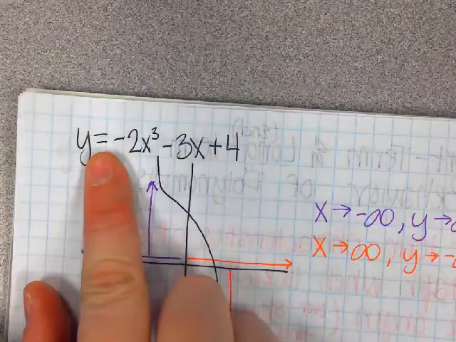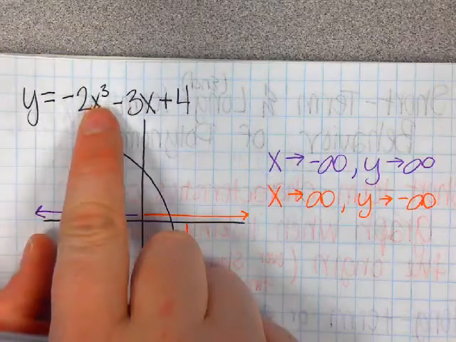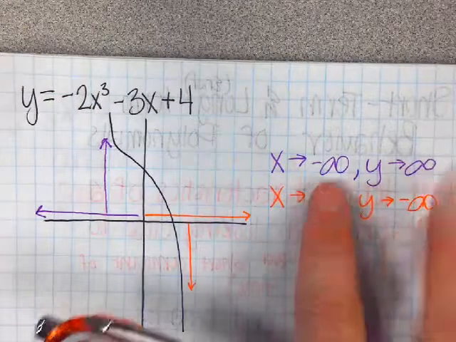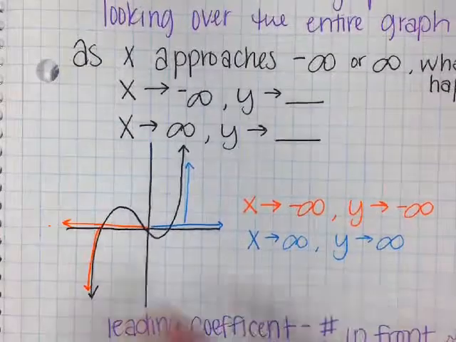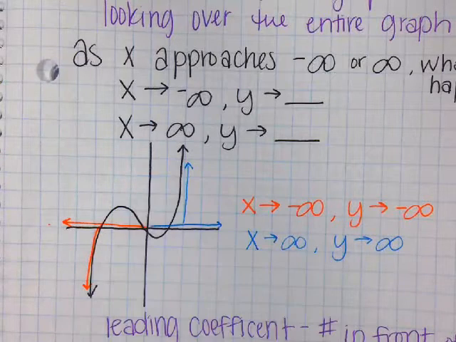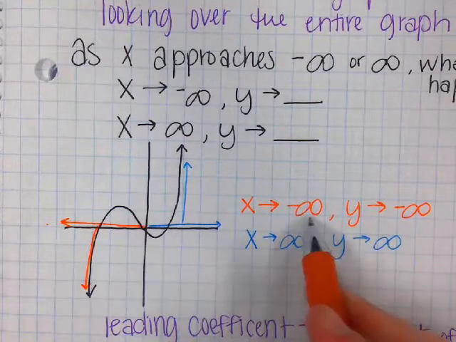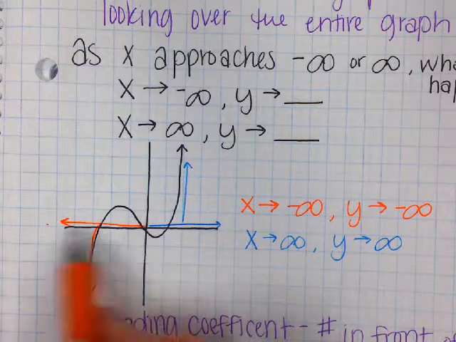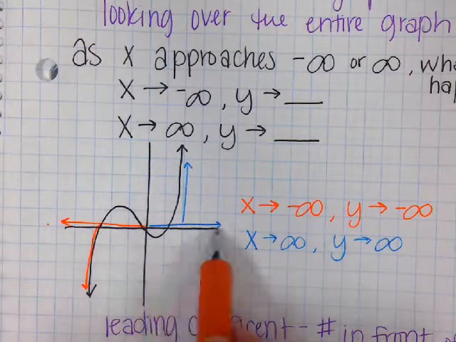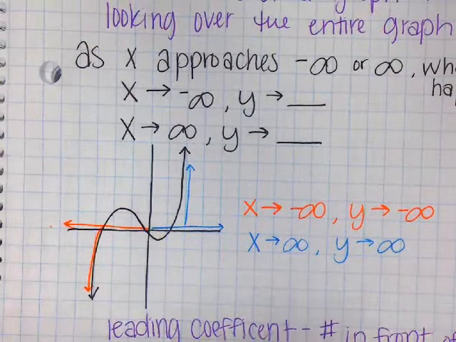So this is the opposite. Notice if your leading coefficient is negative and it's an odd degree, these are going to be the opposite of each other. If you look at this one, that one had a positive leading coefficient, and notice these are the same. Negative, negative, positive, positive. As it gets smaller, this is getting smaller. As this gets bigger, that gets bigger.